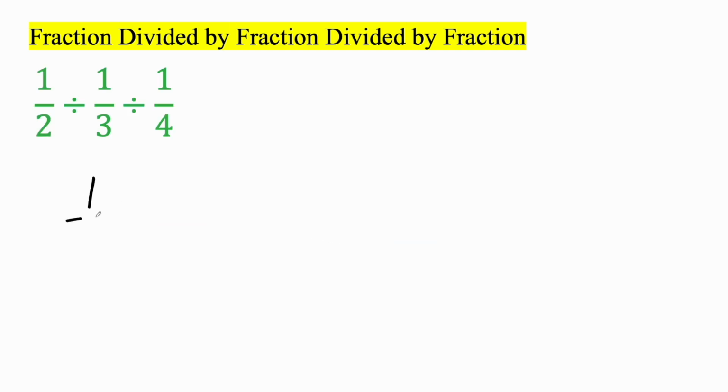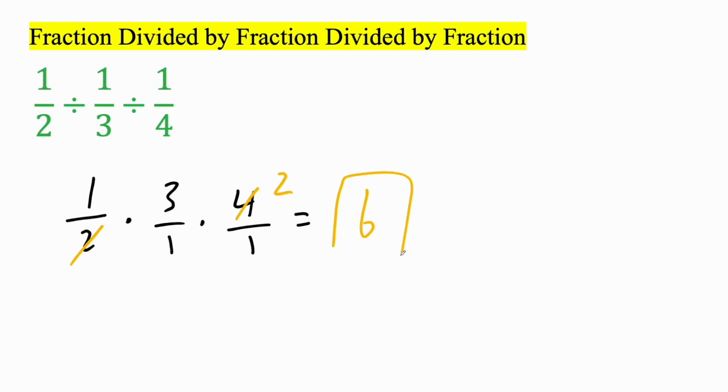Last problem, we got 1/2 times 3 divided by 1 times 4 divided by 1 is equal to. This 2 will be canceled, the 4 turns into a 2, so we have 3 times 2 is 6, and so 6 is our final answer. And that's all we need to do for these types of problems.